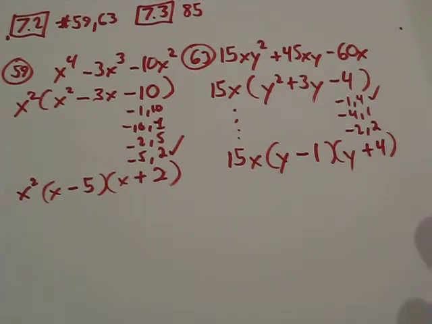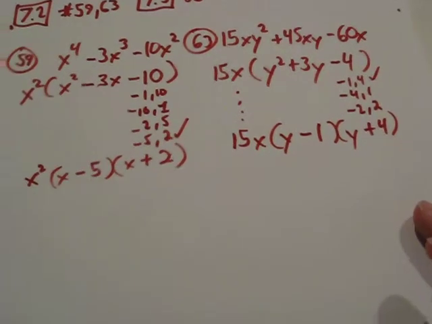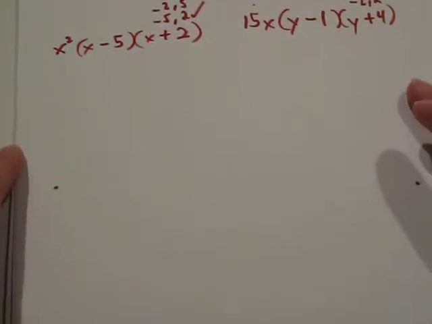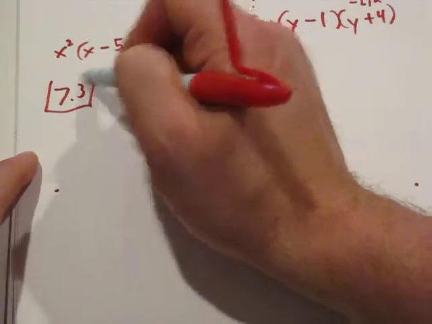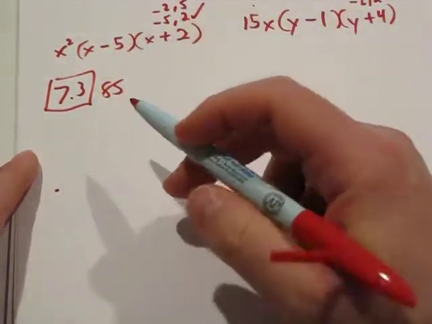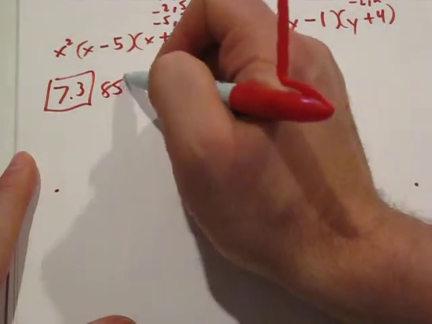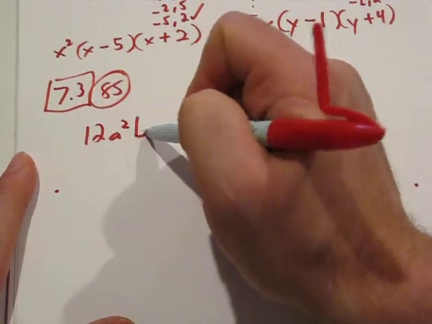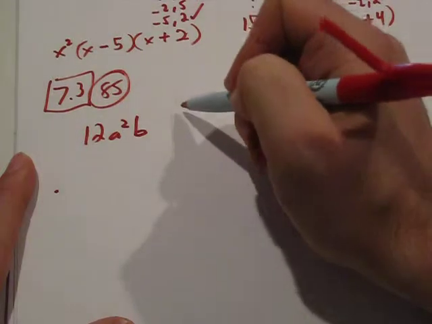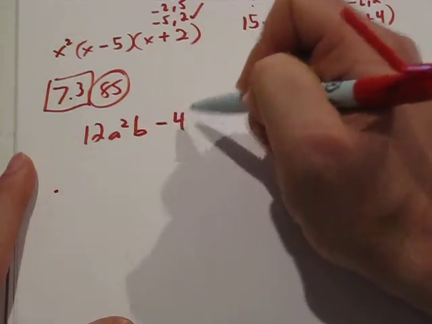All right, now that's the short form factoring, and now we're going to get into something pretty big and scary here. This is problem number 85 in section 7.3. All right, now this is kind of a monster problem here, 12a squared b. My b's are going to look like that so they don't look like 6's, even though they probably will.